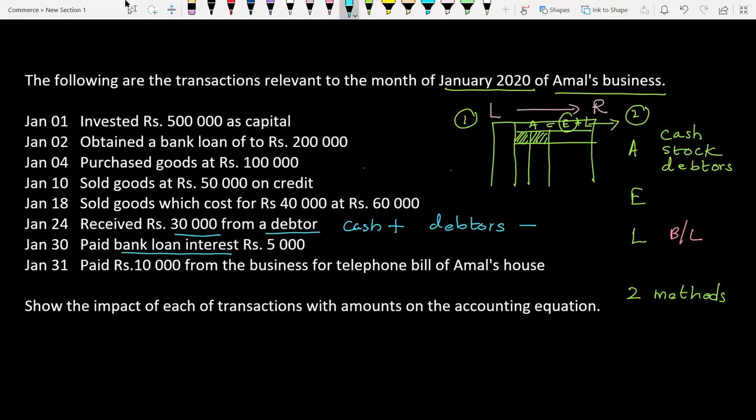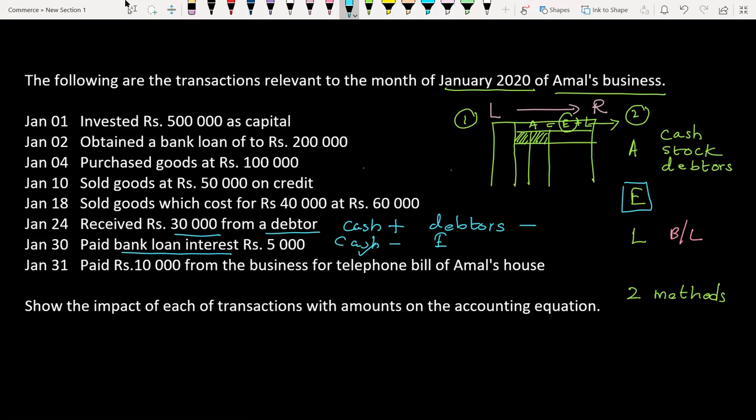Paid bank loan interest 5,000 rupees. Bank loan interest is an expense. When the business pays an expense, cash decreases. And on the other hand, equity of the business also decreases. So already we have a cash column and we don't divide equity into columns. We have only the equity column. Okay.